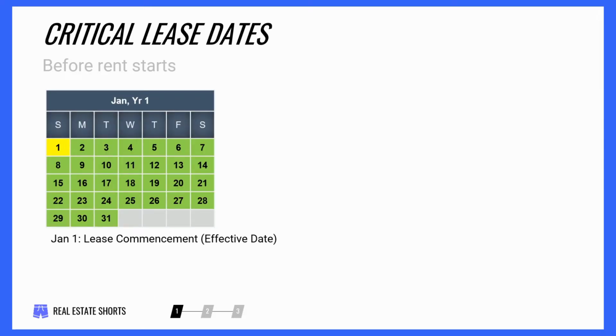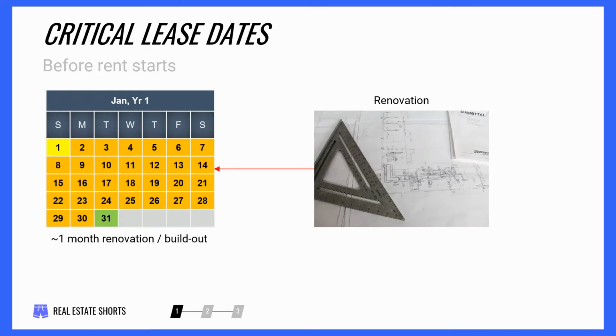So let's assume that January 1st of any given year, you sign the lease with the tenant. So you sign, they sign. That is the effective date of the lease. So lease commencement is also another way to describe the effective date. So if January 1st is that date, let's say that you take almost the next month, so almost all of January, to complete renovating the space.